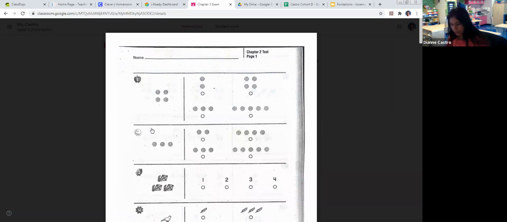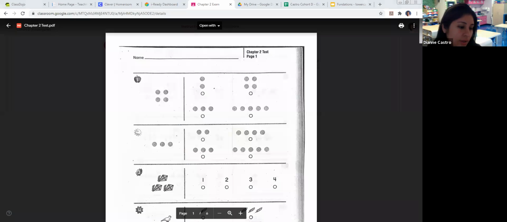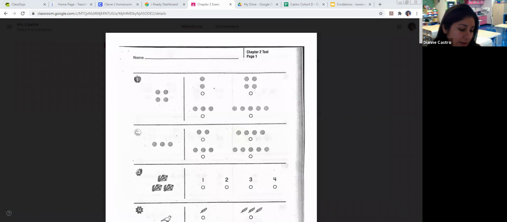So the first question says, count the counters in each set. So you're looking at the first group on the left-hand side. Then it says to mark under the set that has a number of counters that is greater than the set that's at the beginning of the row. So they give you 4 choices. When we were practicing in our books, we only had to look at 3. So your job, boys and girls, is to look for one group of counters that's greater than what you counted at the beginning of the row.